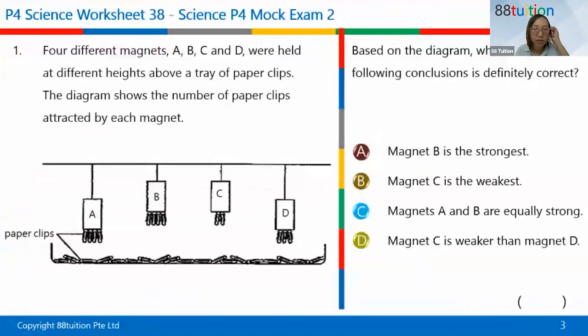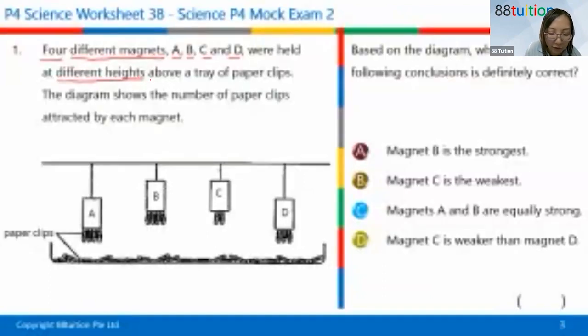Okay, now you have 4 different magnets. They were held at different heights. So we have 4 different magnets, A, B, C, D. They were put at different heights above a tray of paper clips. The diagram shows the number of paper clips attracted by each magnet.